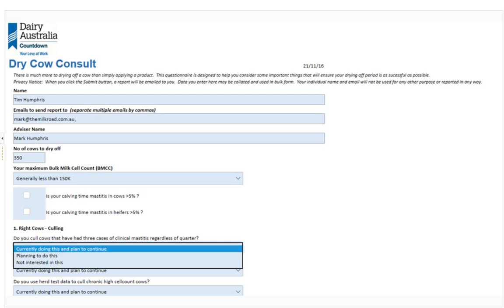And as I said before, some farms will not know this, but it's a conversation that is pivotal to reflect appropriately and review previous performance to see what can be done in the future. And the first question is on the cows. So looking at what cows you cull and how we've set it up, with this question you respond by saying currently doing this and plan to continue, or it's something new, so you're planning to do this, or alternatively you're not interested in doing this on your farm. So looking at culling cows, looking at repeat cases, or your management with three titters, and also how you use herd test data as well.